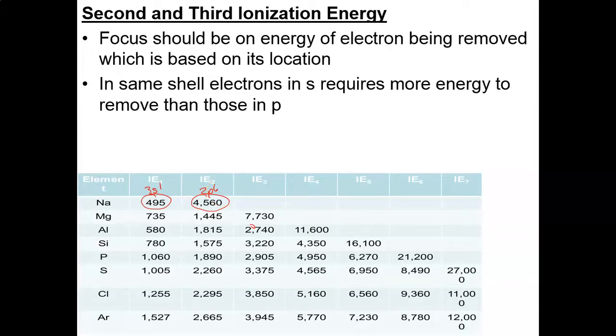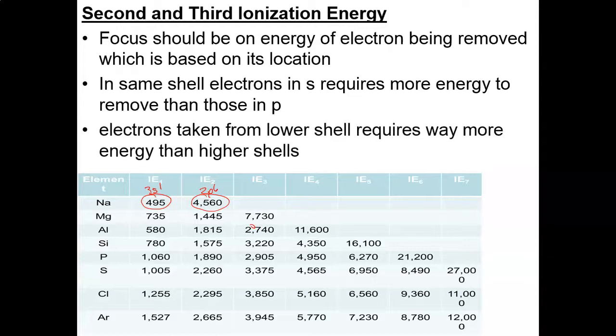So in the same shell, electrons in s require more energy than those in p. If you're talking about different shells, then the lower shell requires way more energy than the higher shells. The significance of this is really important because you can actually tell, like I could completely block all this off, don't pretend like you don't see these, and you could actually figure out which group the element's from. And the reason you could tell that is by looking at the energies.